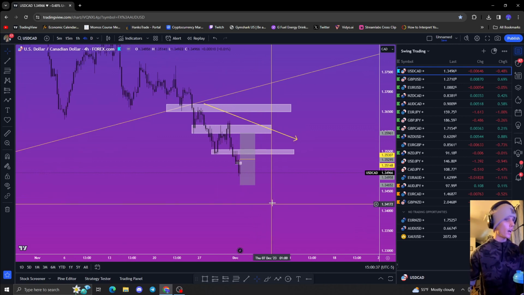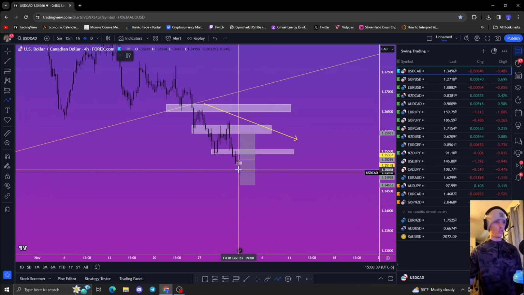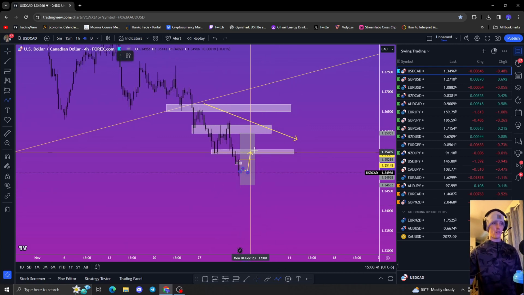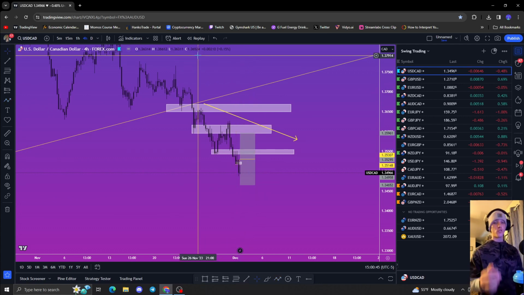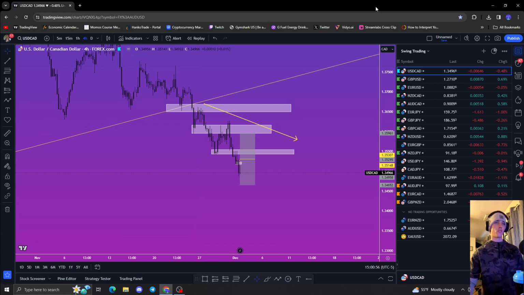But if not, if price does decide to stall out here and come up and break past the zone, I will just exit out of the trade once price looks like it's going to reverse on me. There's no reason for me to hold it if I no longer believe price is going to continue down. That's USD CAD on the 4-hour.